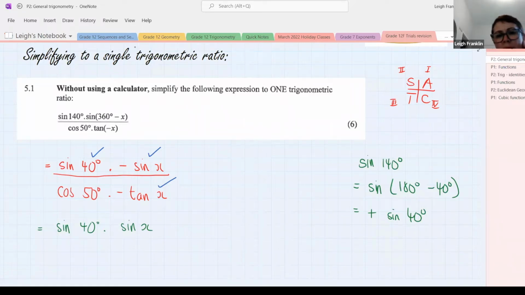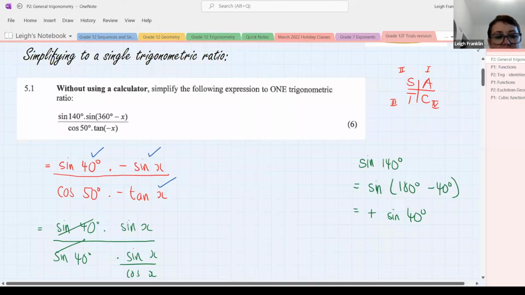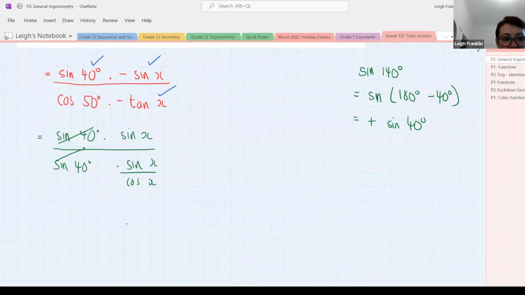I'm also wondering why people are getting negative here, because a negative divided by a negative is a positive, isn't it? So what I'm doing here is I'm writing sine 40 times positive sine x, and then I'm going to write cos 50 as sine 40 using my co-ratios, multiplied by sine x over cos x. So that divided by that gives me 1.